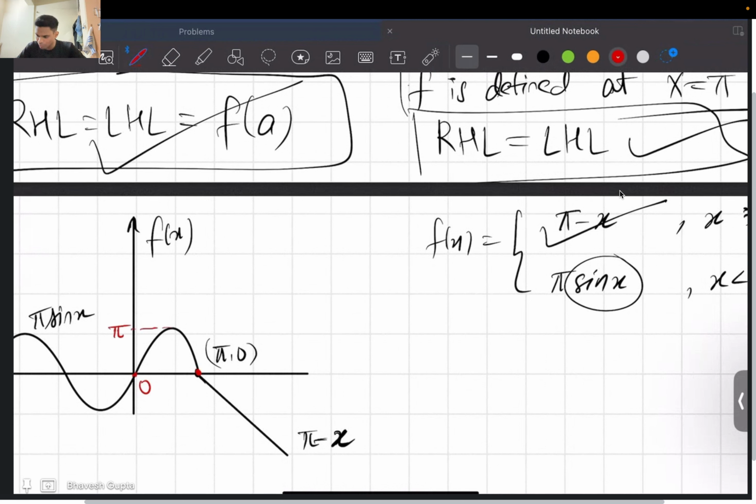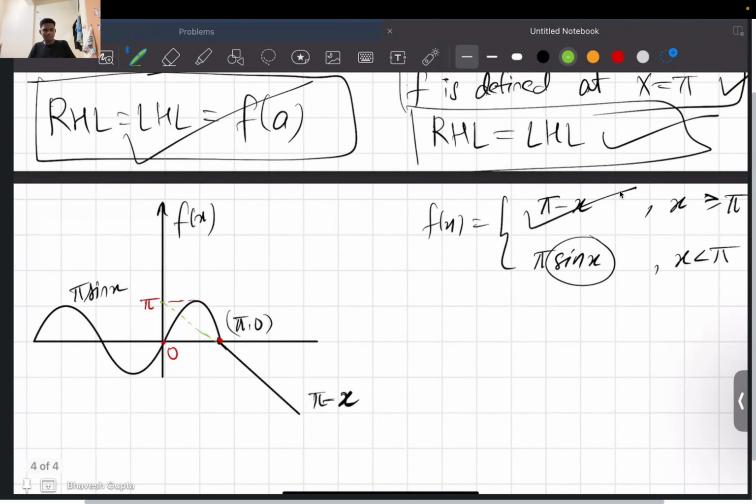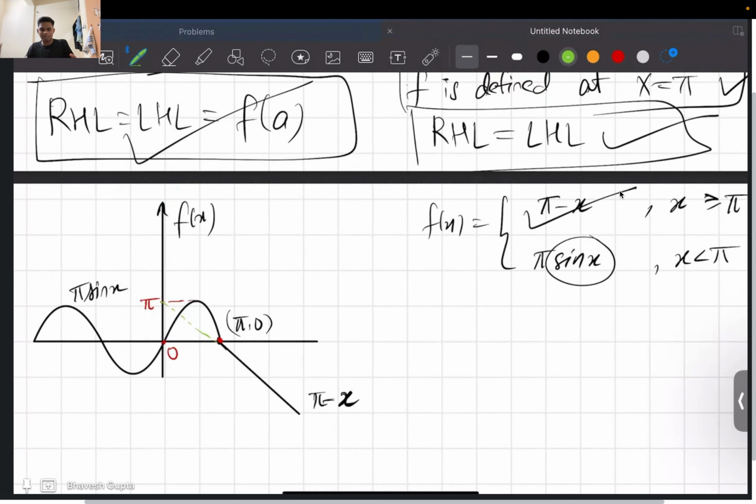And if you just try to make an extension of this, you can see that it touches, right? So this is what the situation is. So this is what I mean to say, draw, right? This is what it means to say draw a graph. Okay, so now you have the complete picture.